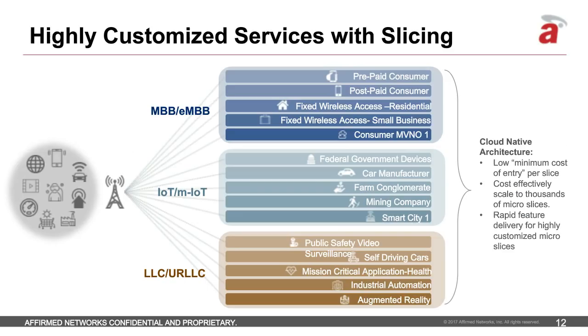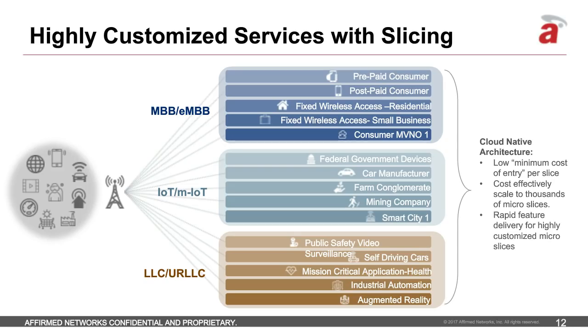So an example of this kind of slicing, it sorts into the 3 pillars of 5G, which is enhanced mobile broadband, massive IoT, and low latency communication, or ultra reliable low latency communication. So we can see slice examples in each of these, where for mobile broadband perhaps you have prepaid slice, postpaid slice, maybe you map your fixed wireless into this mobile broadband category. But it's not just a fixed wireless slice. It could be one for residential and one for small businesses and more for large businesses getting their own independent slices. And consumer MVNOs are certainly another category there.